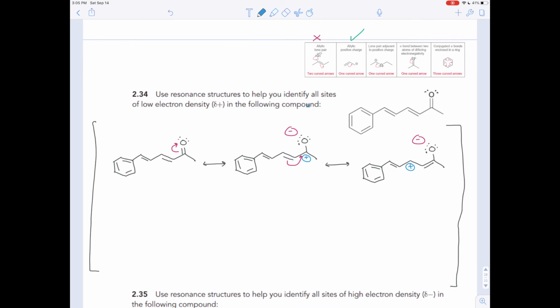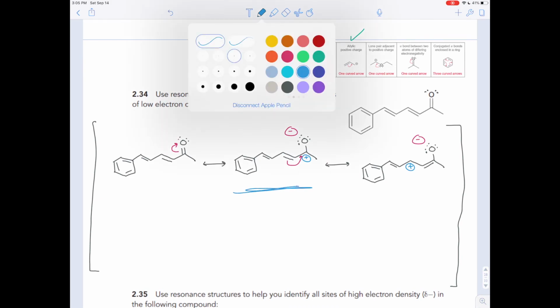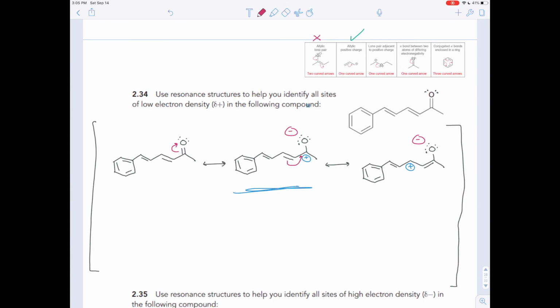So we were looking at this other structure there. If we go to the third pattern, it doesn't have a lone pair adjacent to a positive charge. We don't have a pi bond between atoms of differing electronegativity. All the pi bonds here are between carbons, which have the same electronegativity. And we do have that conjugated pi bond in a ring, as we said, but that's not going to affect the positive charges, which are what we're really looking for here. So that's the one resonance structure for this second molecule that would affect the placement of a positive charge. So that's the one we're going to draw in here.